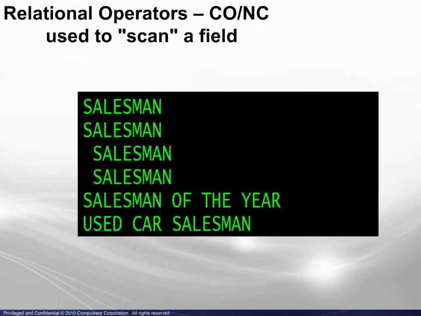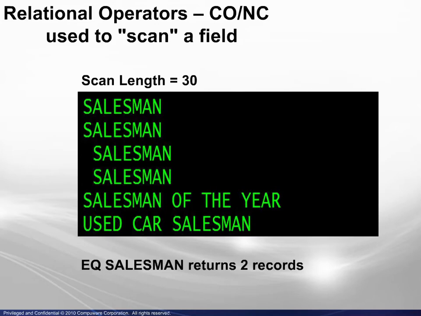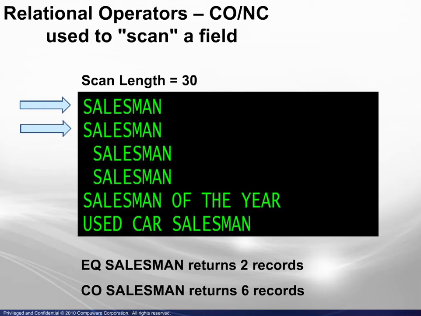The contains and not contains operators are used to scan a string field for the presence or absence of a specified set of characters. In this example, the field is 30 characters long. The equal operator searches for the string salesman with no trailing characters to be left justified in the field. The search returns 2 records. The contains operator searches for the string salesman to appear anywhere within the field. This search returns all 6 records.